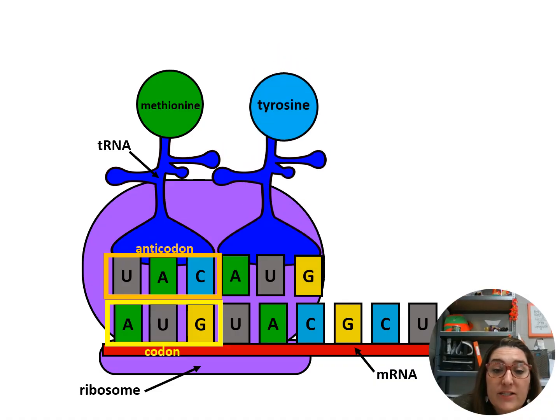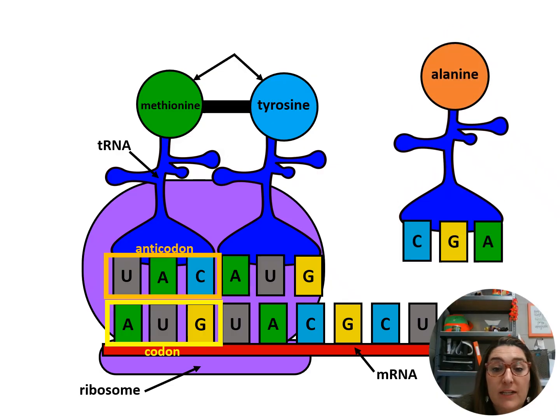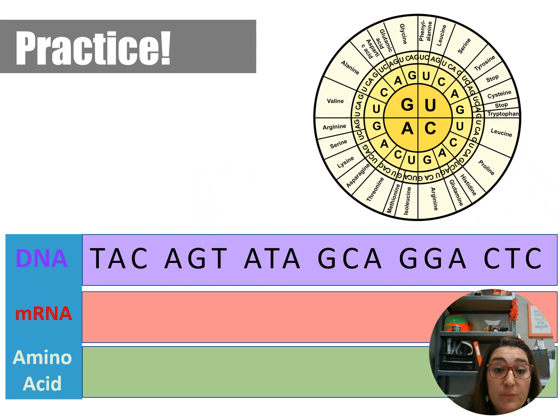We're going to read our next three letters, which are UAC. UAC, if you look on the codon chart, codes for tyrosine. We're going to make sure the anticodon matches, and when it does, this tyrosine is going to bind. Those two amino acids are going to link together. We're going to go on to the next codon, which is GCU, and it codes for alanine.